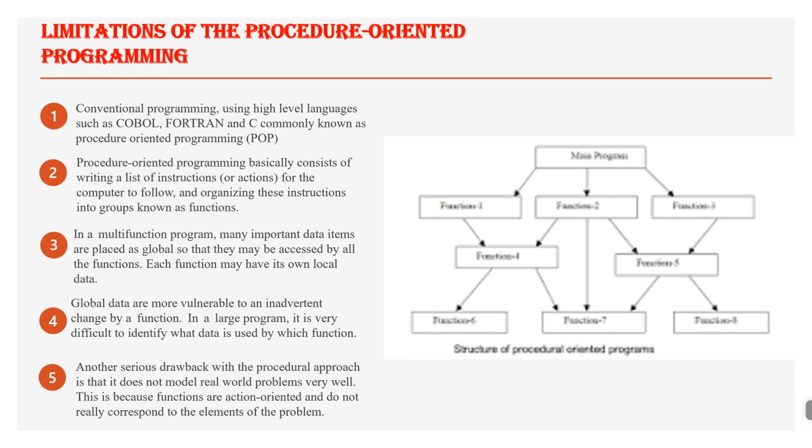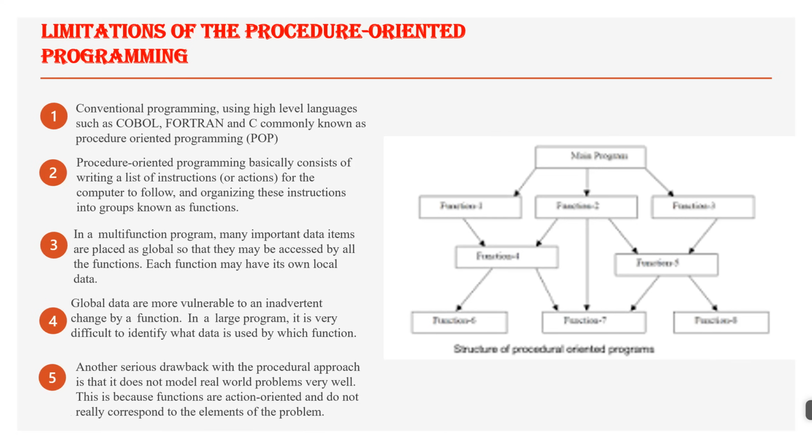Now, let us look into the limitations of procedure-oriented programming. What is procedure-oriented programming? How is it different from object-oriented programming? What are the limitations of procedure-oriented programming? Let us discuss. The conventional programming languages, including C or the earlier languages called Fortran or COBOL, are all examples of procedure-oriented programming languages, or POP.